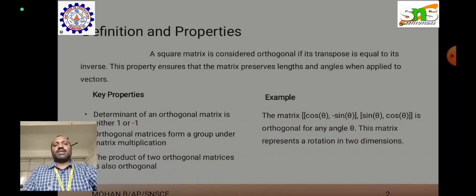The determinant of an orthogonal matrix is either 1 or minus 1. Orthogonal matrices form a group under matrix multiplication. The product of two orthogonal matrices is also an orthogonal matrix. Here we give an example: the matrix cos theta, minus sin theta, sin theta, cos theta is orthogonal for any angle theta.